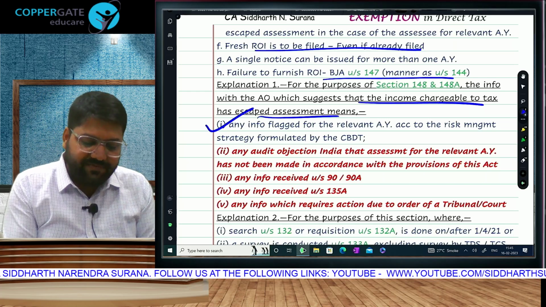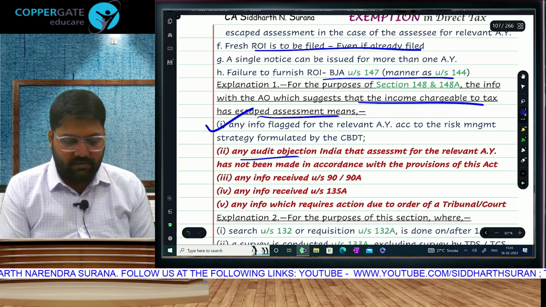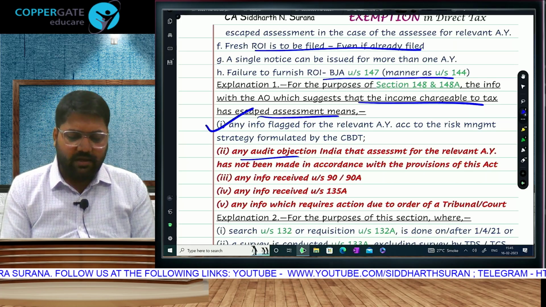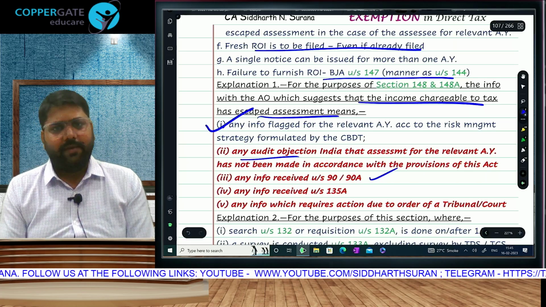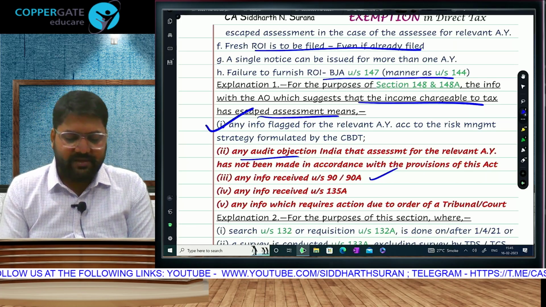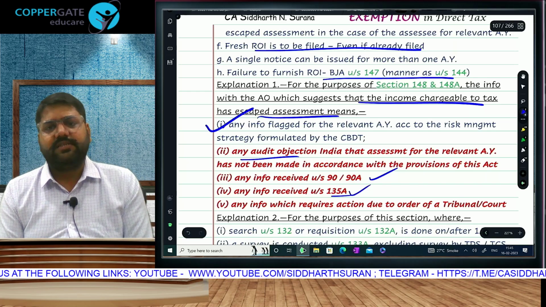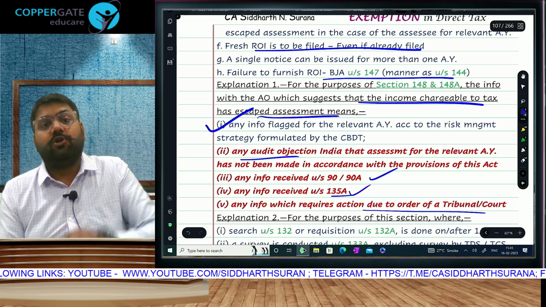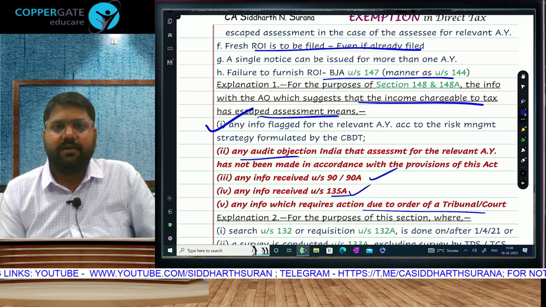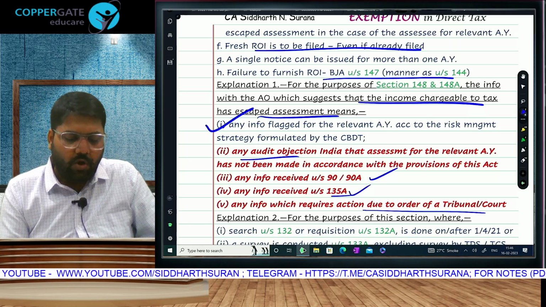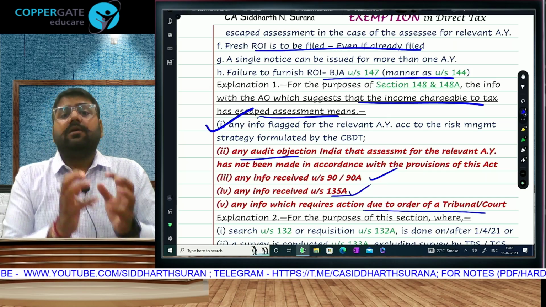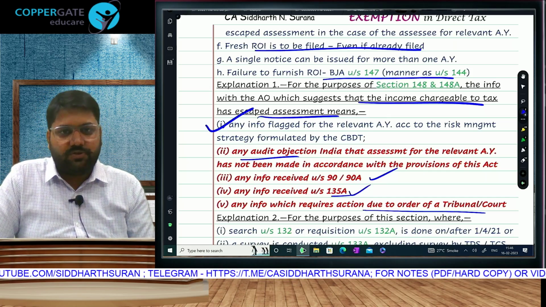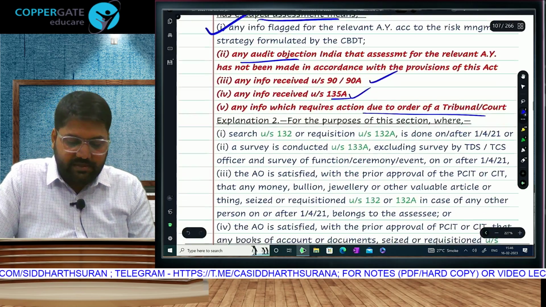Apart from that, if there is any audit objection, then we can conclude that income has escaped assessment. If there is any information with respect to a bilateral treaty, then there is income escaping assessment. Any information received under 135A, or any information which requires action due to an order of any tribunal or court, it can be under the income tax law, it can be any other law. In these cases, it will be considered that income has escaped assessment, and accordingly we have to do all the procedure of 148A and the notice.